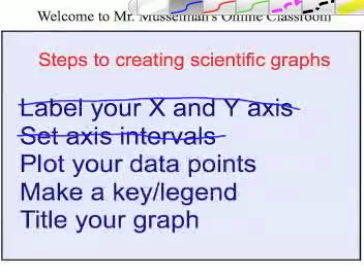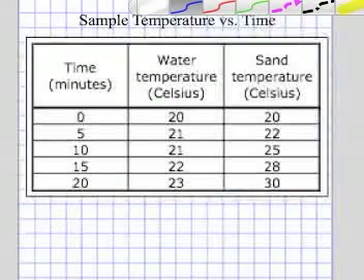Our next step is to plot our data points. When we look at the table, we notice that we actually have 2 lines that we need to plot. So we're going to have to distinguish between these two pretty carefully.